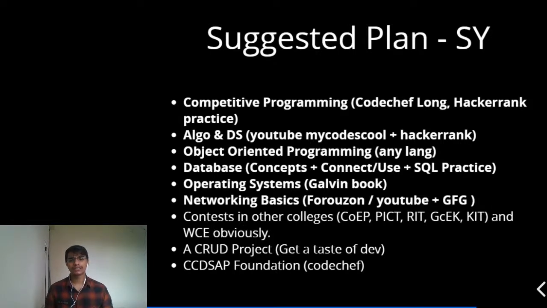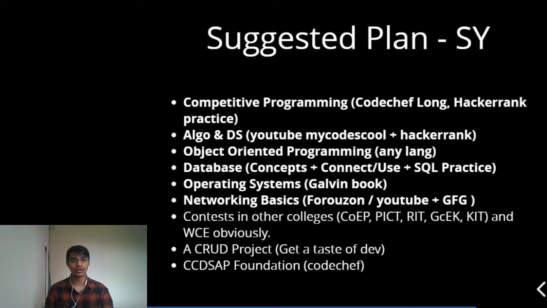And besides this, I suggest you do a CRUD project. So what is CRUD? It is create, read, update, and delete. You should do a simple project in the second year itself. It doesn't need to be very fancy. It doesn't need to use the latest technologies. You can just use basic Java and servlet, and you have to use something called JDBC connectivity.